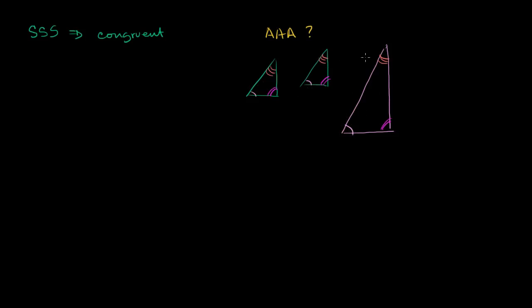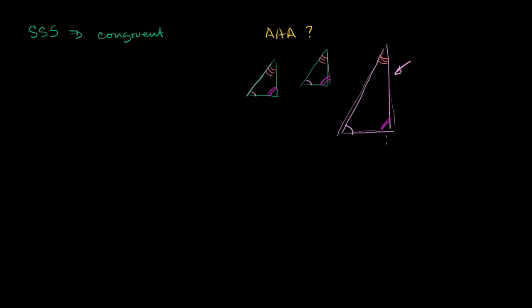But clearly this triangle right over here is not the same. It is not congruent to the other two. The sides have a very different length. This side is much shorter than this side right over here. This side is much shorter than that side over there. And this side is much shorter over here. So with just angle, angle, angle, you cannot say that a triangle has the same size and shape.